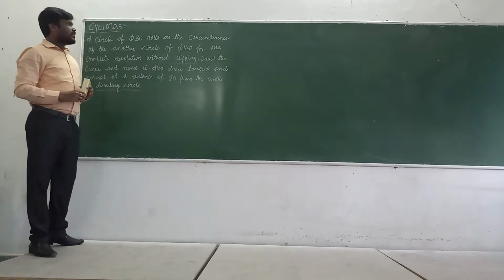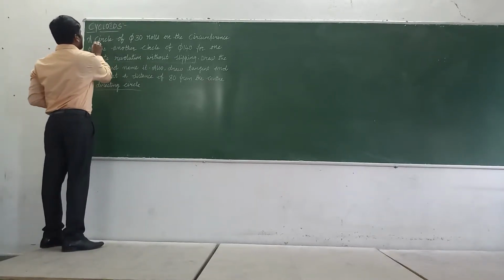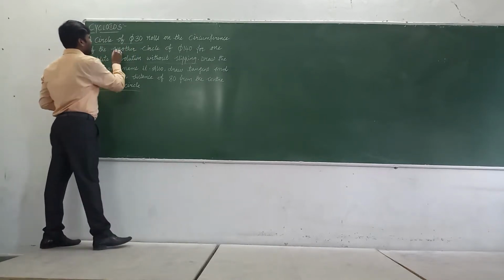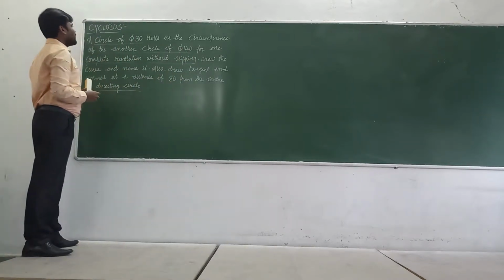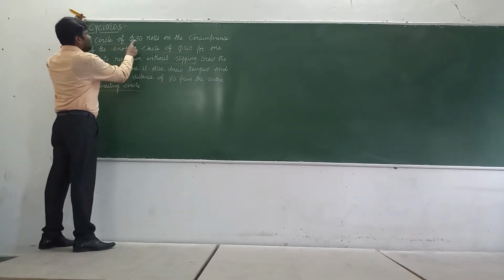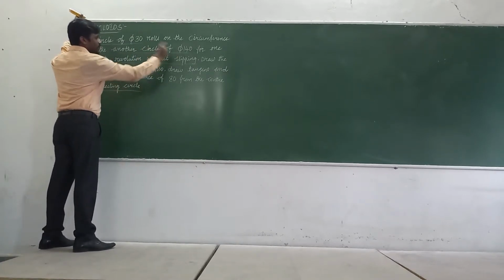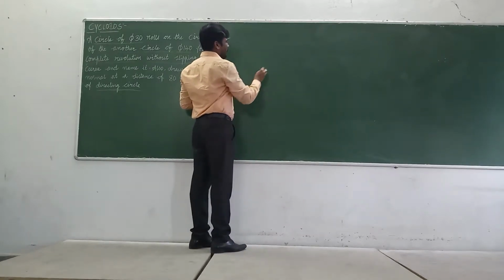Now, before working on this problem, a circle of dia 30 is given and another circle of dia 140. A circle of dia 30 is going to roll on a circle of dia 140. Now let's work on what exactly an epicycloid is.